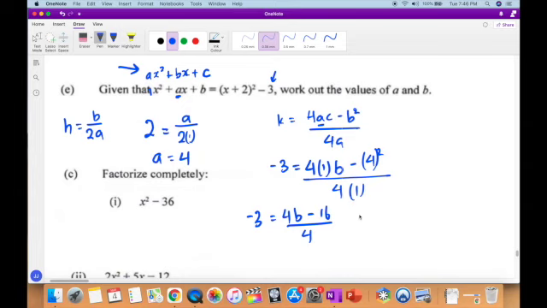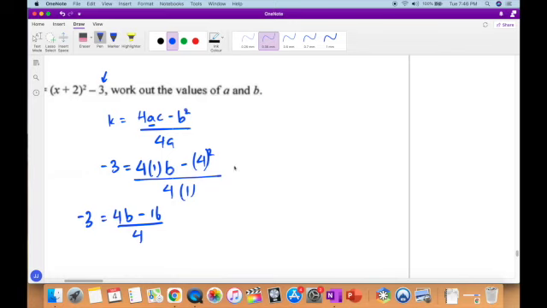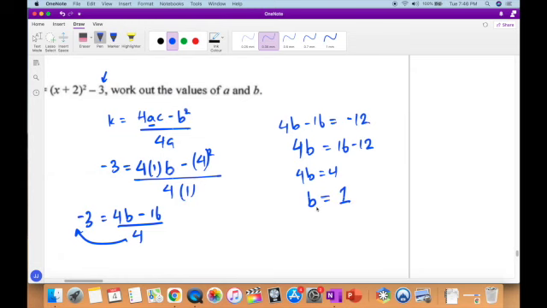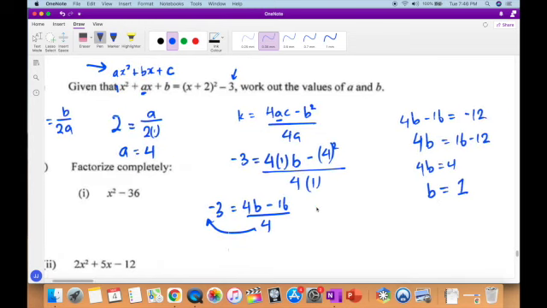So now I'll have 4b minus 16 is equal to 4 times negative 3. 4 threes are 12, so that's negative 12, right? 4b is equal to 16 minus 12, which is 4, I believe. So 4b is equal to 4, therefore b is equal to 1. So we found here that the a and the b, this is 4 and this is 1.